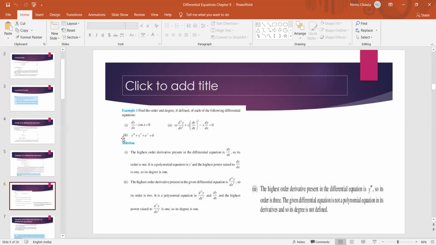Now let's see the third part. Y triple dash plus y square plus e to the power y dash. So here you can easily say that the order is 3. But what about the degree? You will not write it as 1, because just see, it is e to the power y dash. So this is not a proper differential equation. Since it is not a proper differential equation, you will say that the degree is not defined.